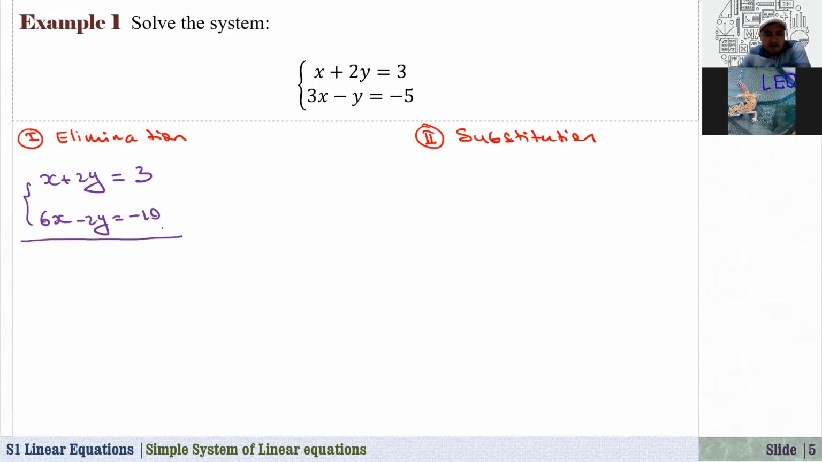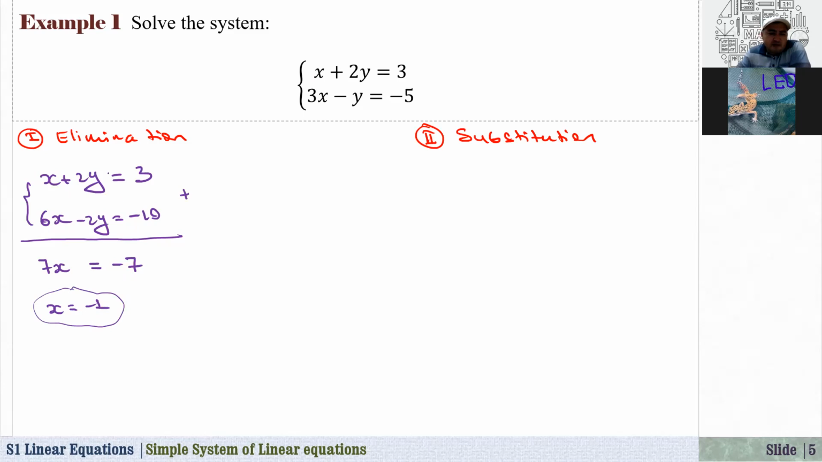So now how can I eliminate y? Let me add the first equation to the second one. x plus 6x, that's equal to 7x. And that's equal to 3 plus -10, that's equal to -7. So 7 times what number is -7? From here, x equals -1. So we have the value of x.